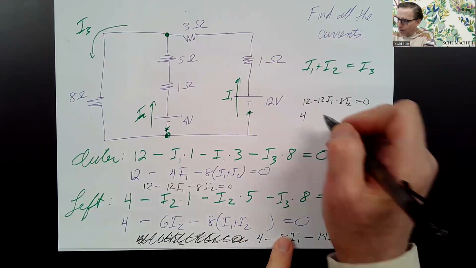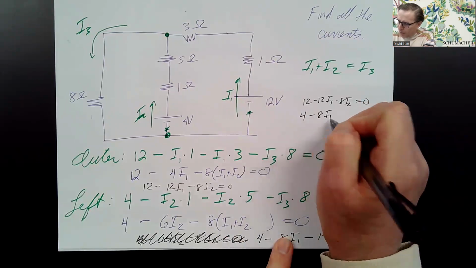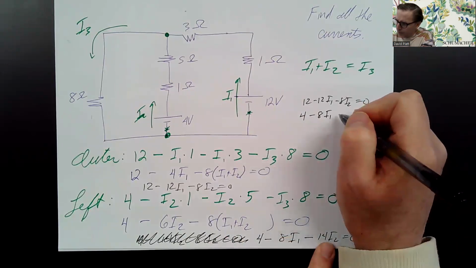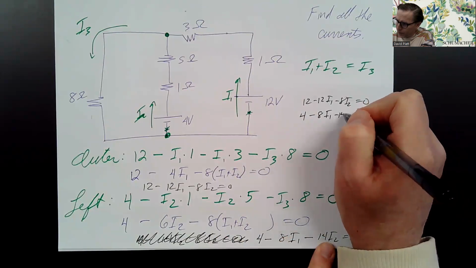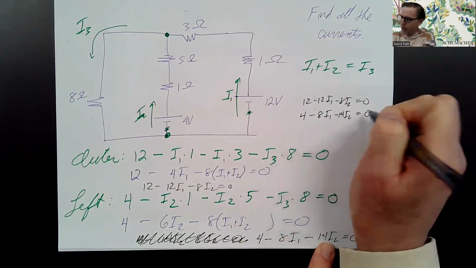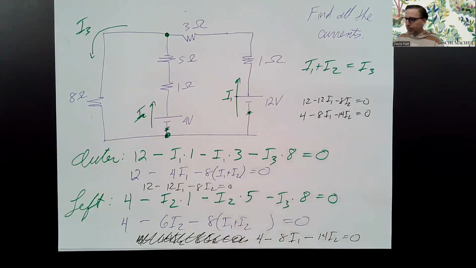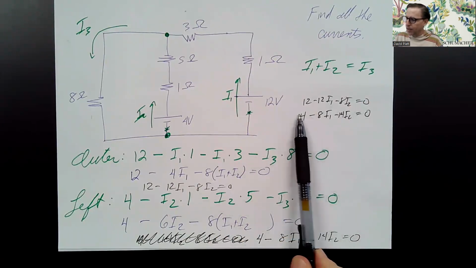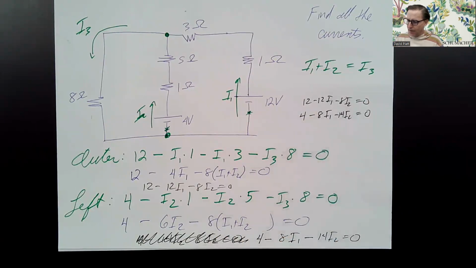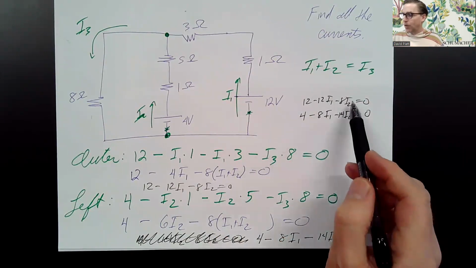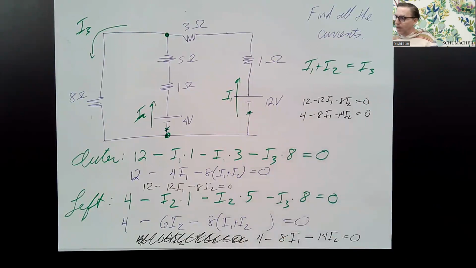4 minus 8I1 minus 14I2 equals 0. Okay. Things are just more nicely lined up here. I've got the constants and the I1s, and I've got the I2s. So, solving two equations for two unknowns.